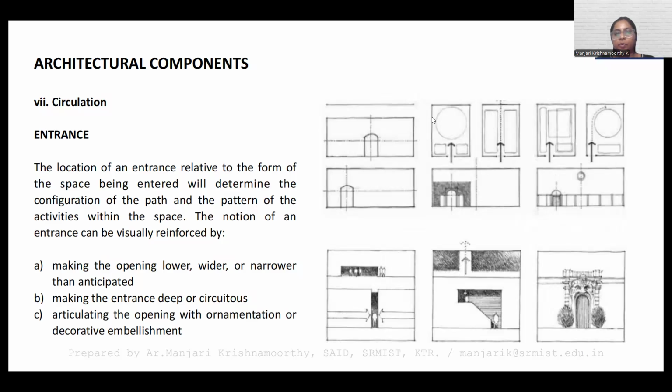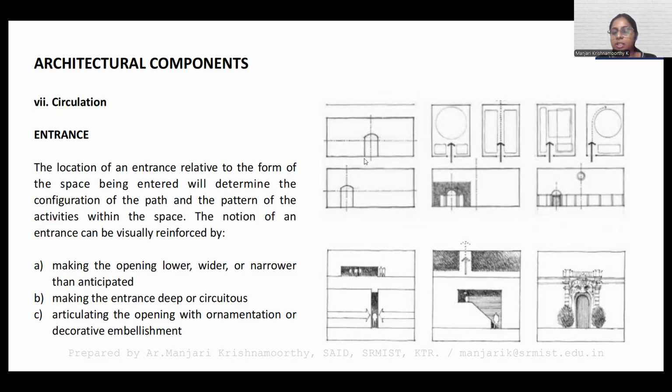So, as you remember, we were talking about the different types of circulation, different types of entries and exits, and how accessibility can work in the structure. Here you can see samples of how different entrances can be done, which will help us determine the configuration of the path and pattern of the activities of a space.